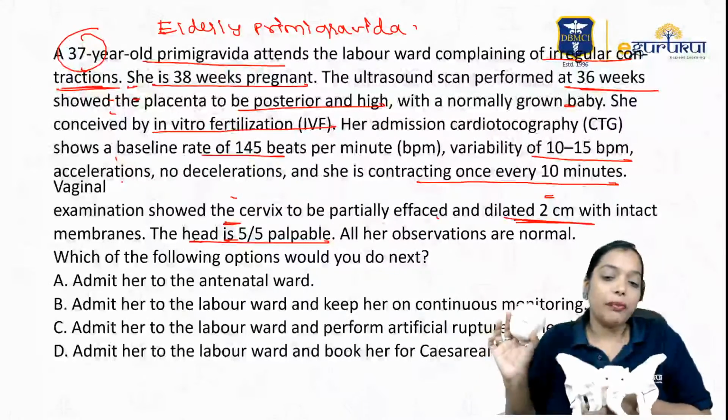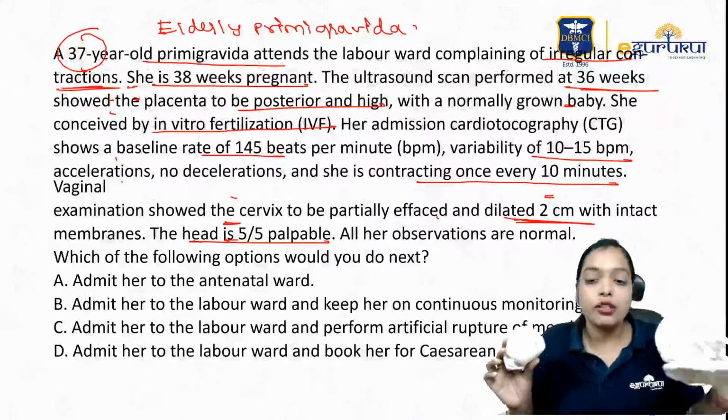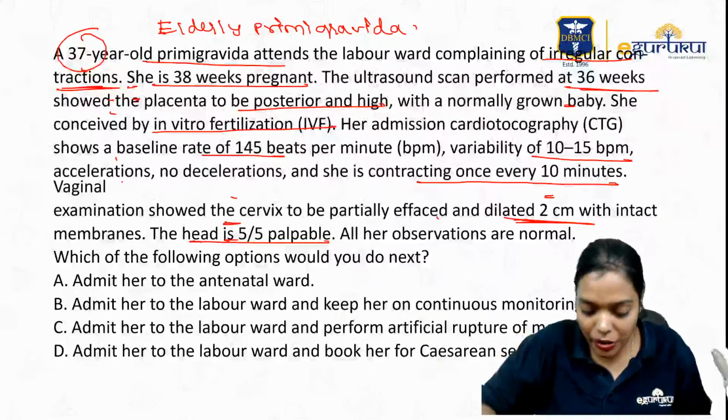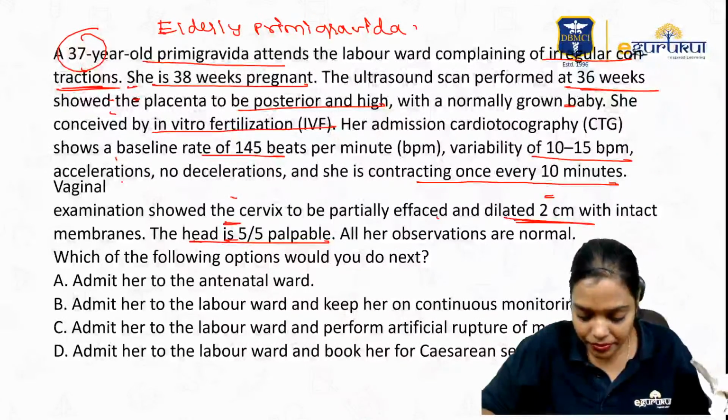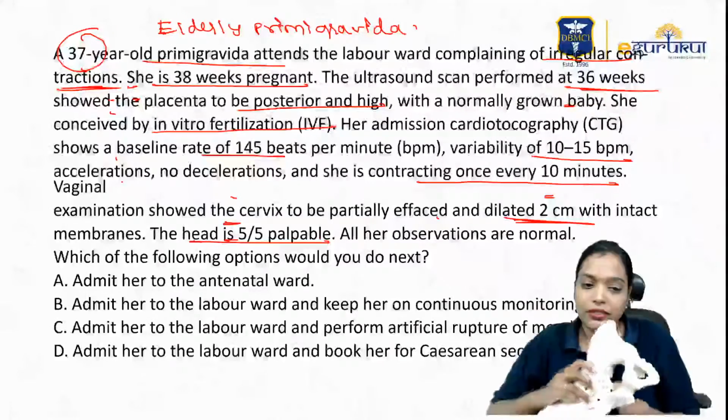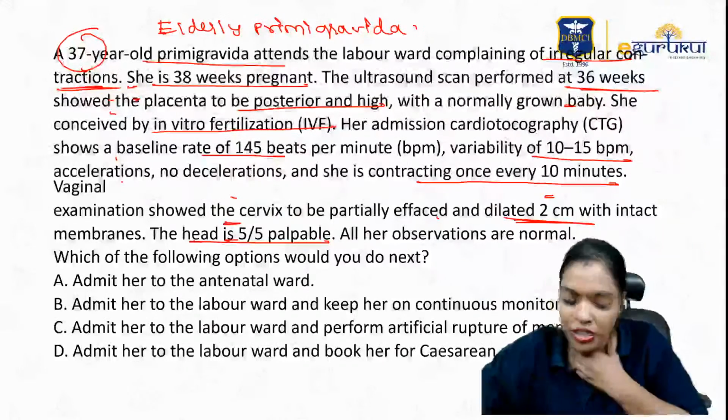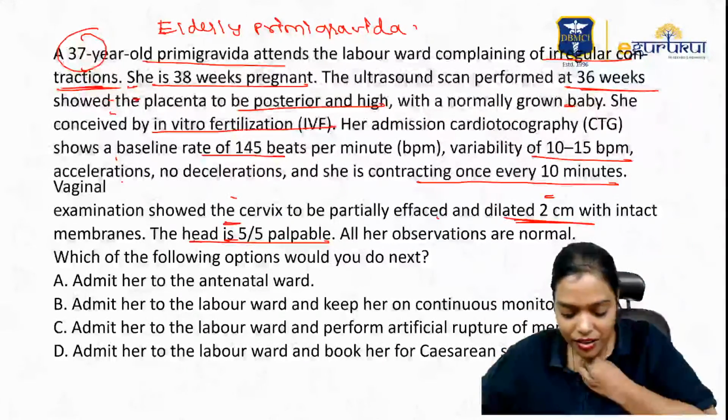All our observations are normal. Which of the following should be next? Now don't jump into the answer. Okay, I told you don't jump into the answer.